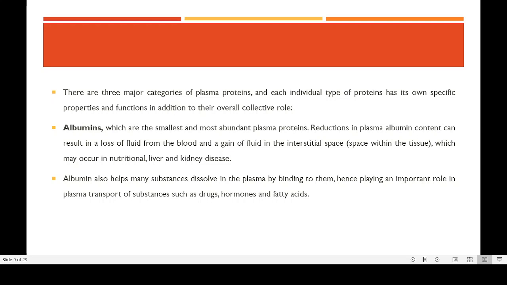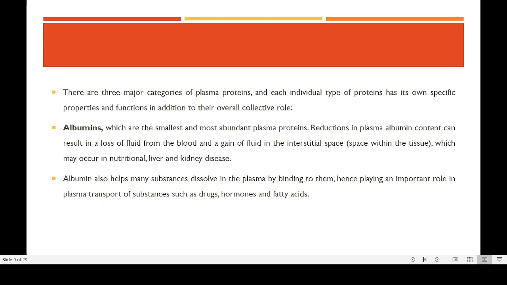Then another function: albumin also helps many substances in plasma by binding to them and playing an important role in the transport of drugs, hormones, and fatty acids. So another function of plasma albumin is that it gets attached to drugs, or to hormones, or to fatty acids, and carries these drugs or hormones to various parts of the body. So that is acting as a carrier molecule.